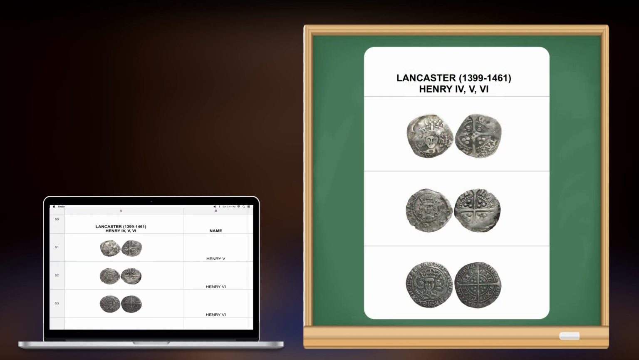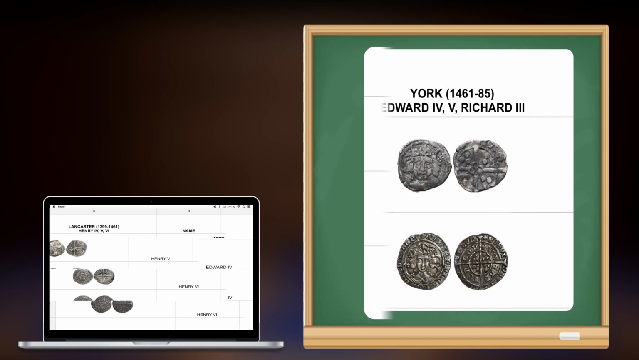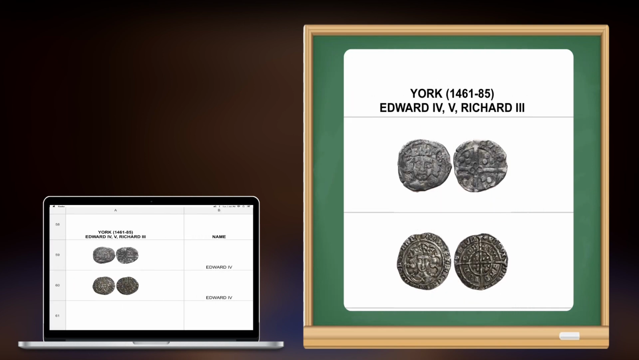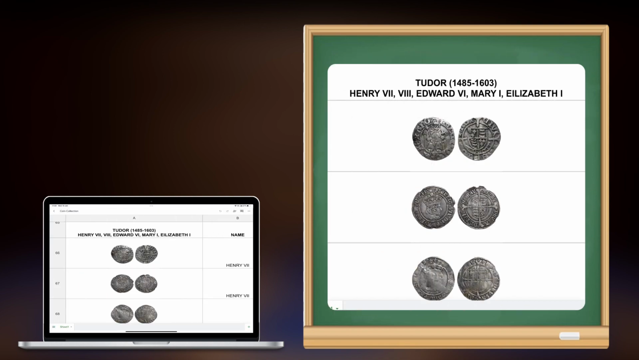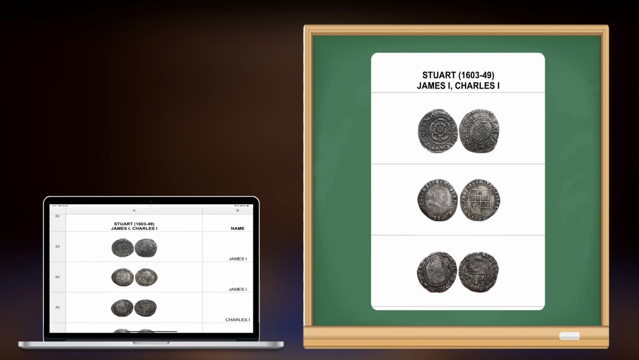So I am laying it out in the easiest way for myself, so I know that coins can be found in which section. We then have the Lancaster family of Henry IV, Vth and VIth, followed by the Yorkist family consisting of Edward IV, Vth and Richard III. Then the Tudors, that includes Henry VII, Henry VIII, Edward VI, Mary and Elizabeth. We then have the Stuart family, consisting of James I and Charles I.